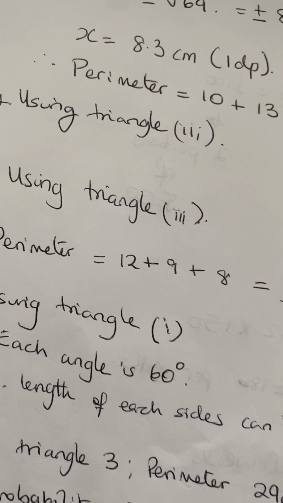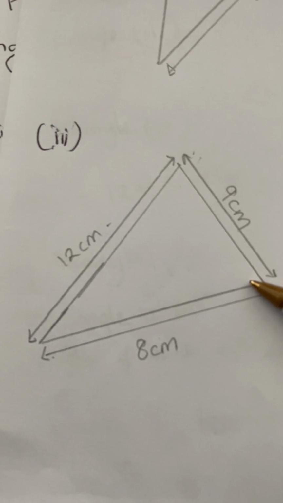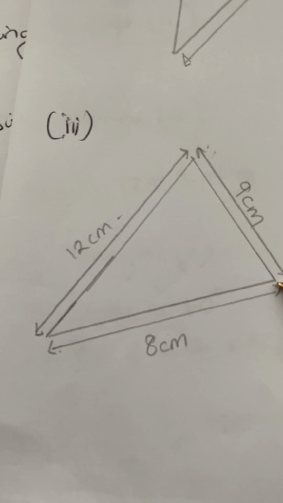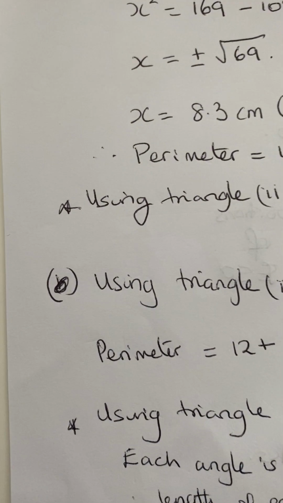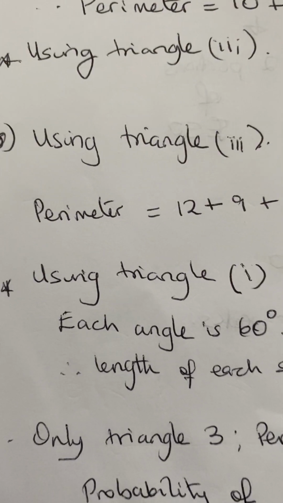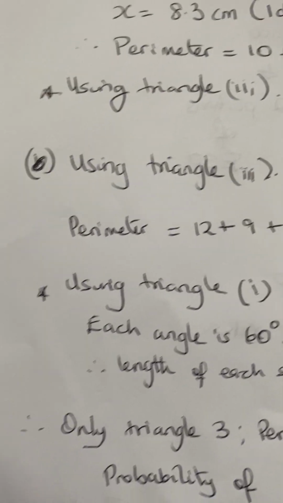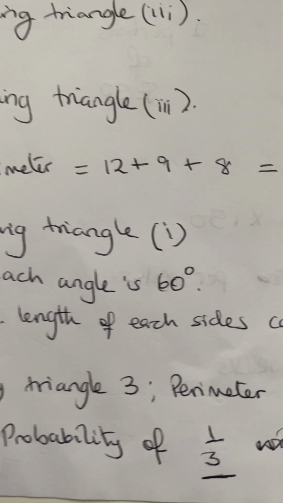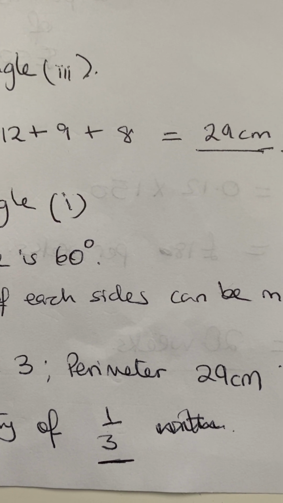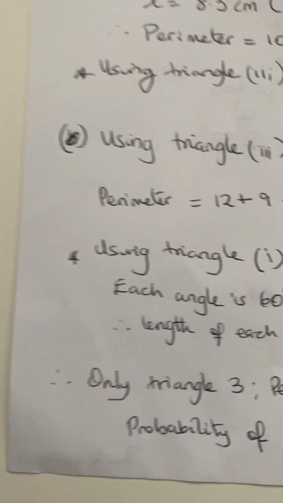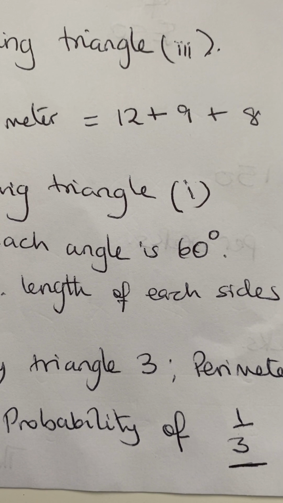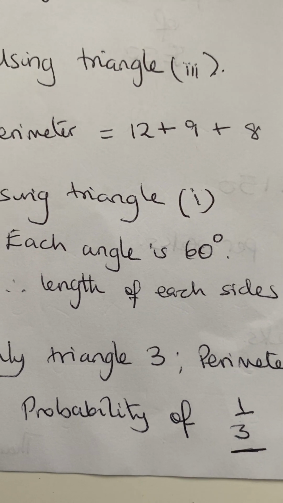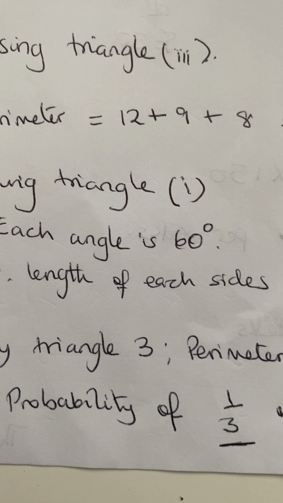And then it's only this one that the perimeter is 29 centimeters when we add them up. So just by doing this working, only triangle 3 has a perimeter of 29 centimeters, to give a probability of 1/3. Okay, so this is how I solve this question, and this is how I will go about it.